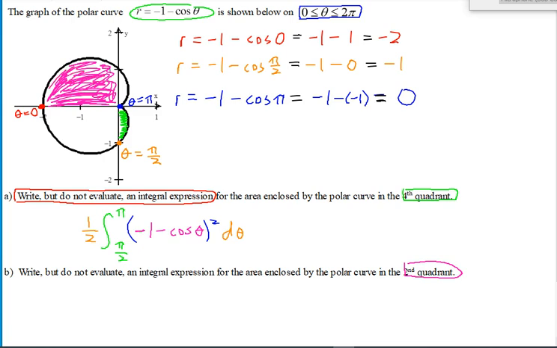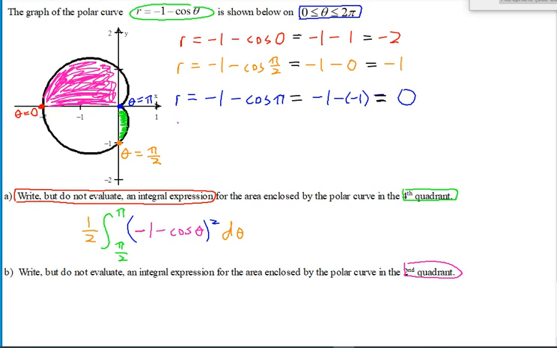Okay, so we need to keep going because we can't quite yet see. It looks like it might start at 0, but it doesn't because it goes the opposite way. It could have started at 0 and gone this way, but it doesn't. So we have to figure out the starting and stopping angles there. So let's keep going here.